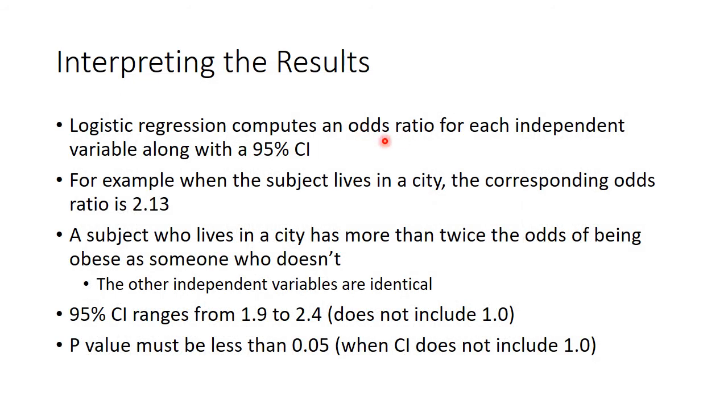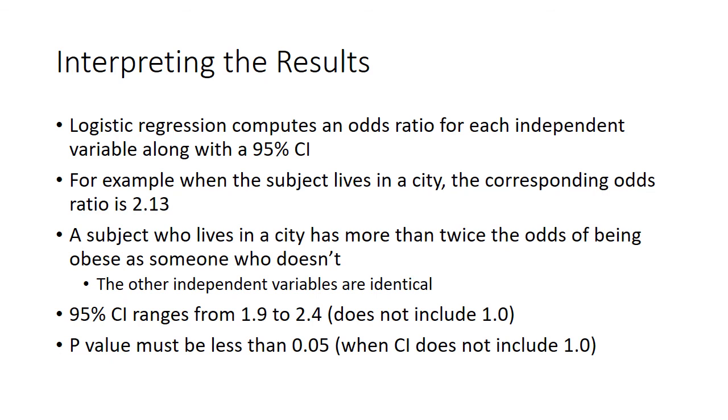So again, that logistic regression computes an odds ratio for each independent variable along with that confidence interval. And again, when a subject lives in the city, that corresponding odds ratio is 2.13. So a subject who lives in a city has more than twice the odds of being obese as someone who doesn't. That's assuming that all the other independent variables are identical.